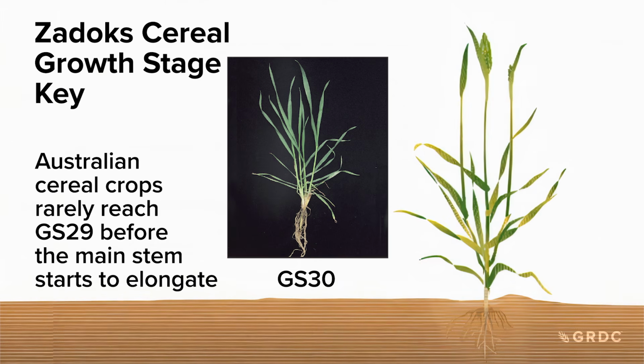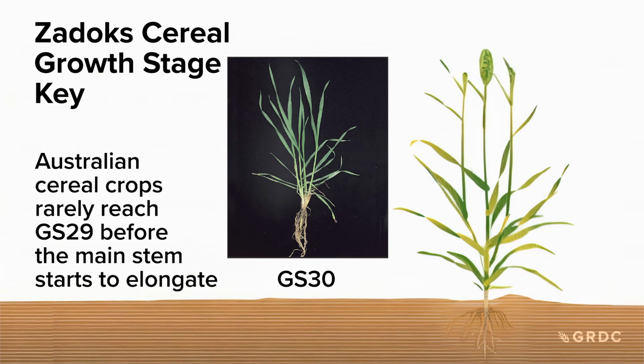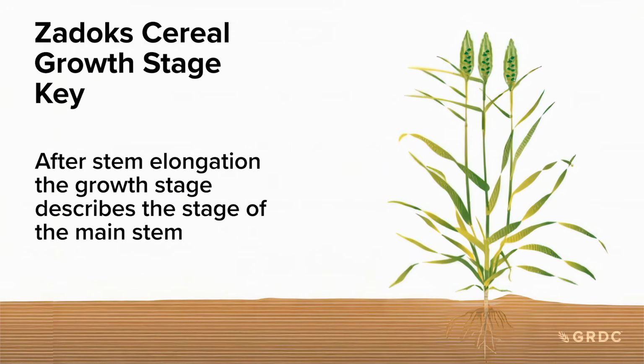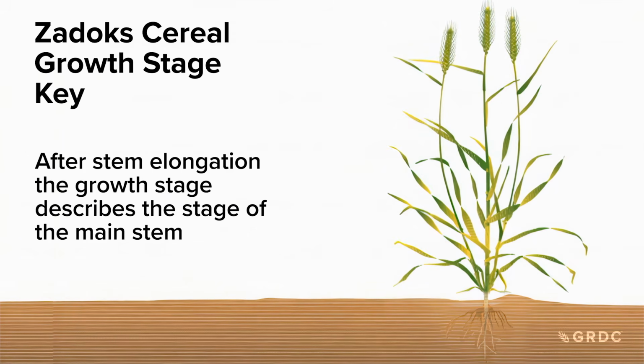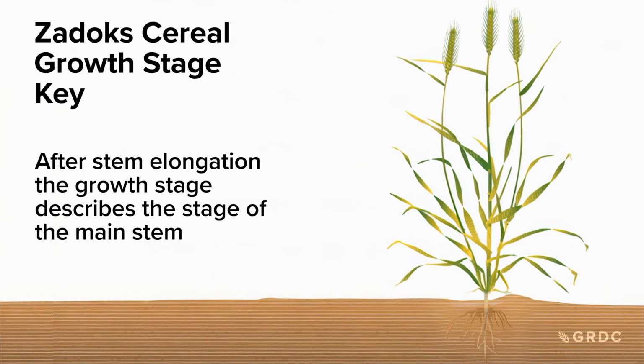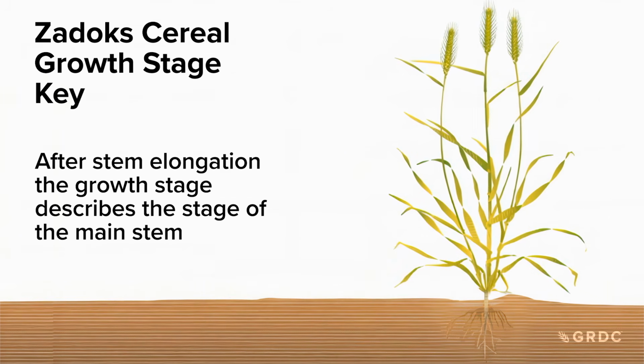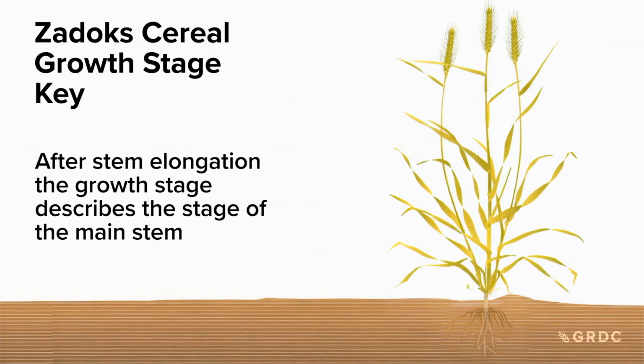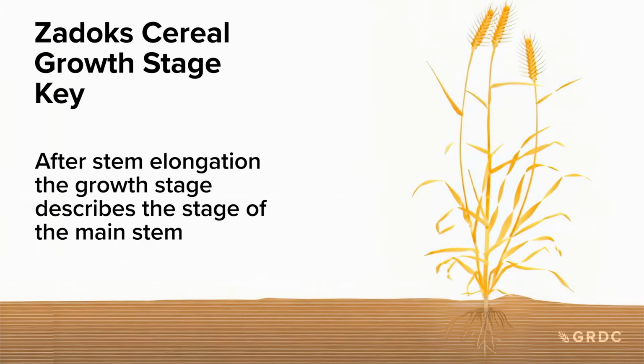In Australian cereal crops, plants rarely reach GS29 before the main stem starts to elongate, GS30. And it's important to note that after stem elongation, the growth stage describes the stage of the main stem. It is not an average of all the tillers. And this is particularly important for fungicide timing.